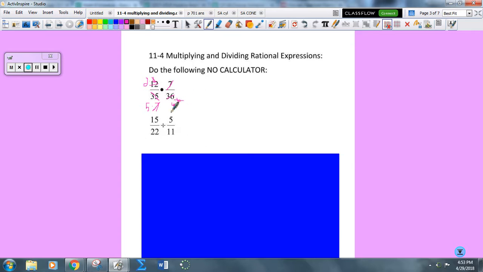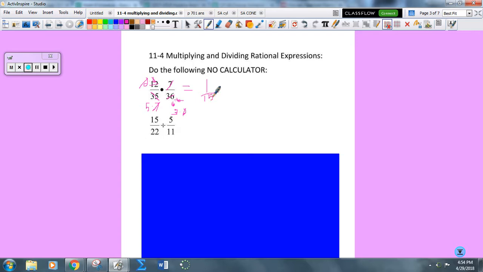And I am not done, because 6 can be written as 3 times 2, and the 2's divide out. So then in my numerator, I have 1, because I divided everything out. And in the denominator, I have 5 times 3. So my answer is 1/15.